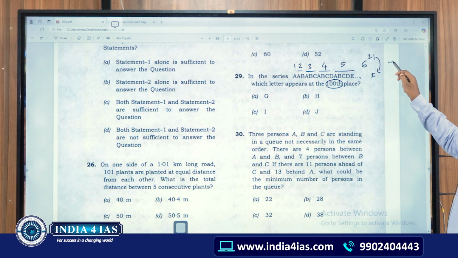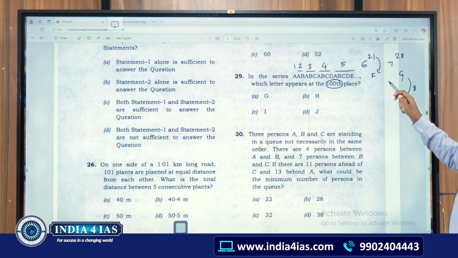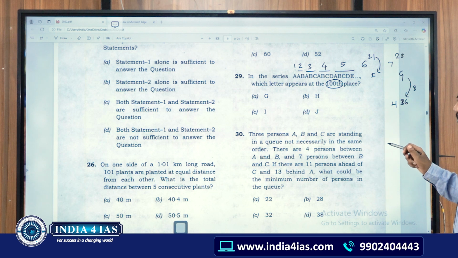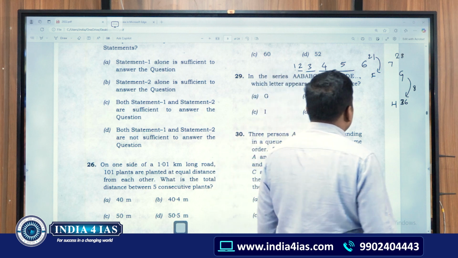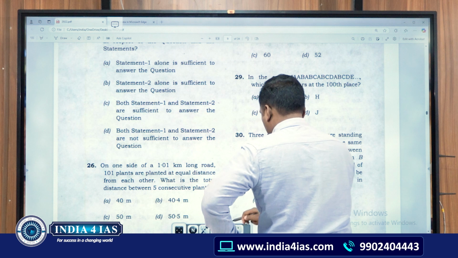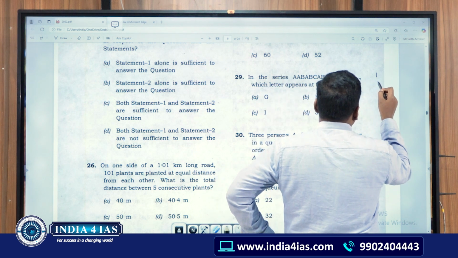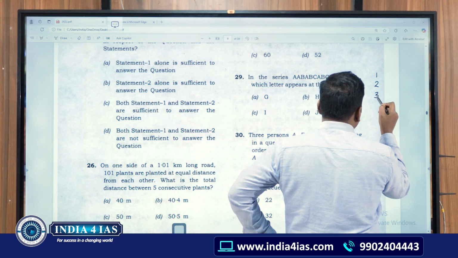Now, I will add 7. The 28th letter will be G. Now, I will add 8. The 36th letter will be H; F, G is done, H. Now, go on doing like this. When you go on doing like this, we'll definitely get one particular letter, but we have to add. After finishing 1 letter, that is A. After finishing 2, we'll get B. After finishing 3, we'll get C.